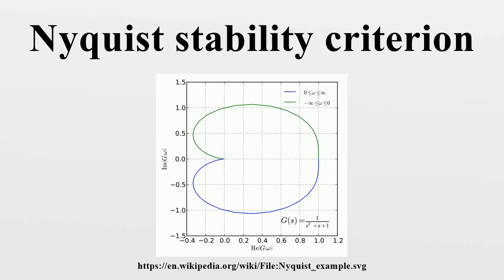If instead the contour is mapped through the open-loop transfer function, the result is the Nyquist plot of the open-loop transfer function. By counting the resulting contour's encirclements of minus 1, we find the difference between the number of poles and zeros in the right half complex plane.